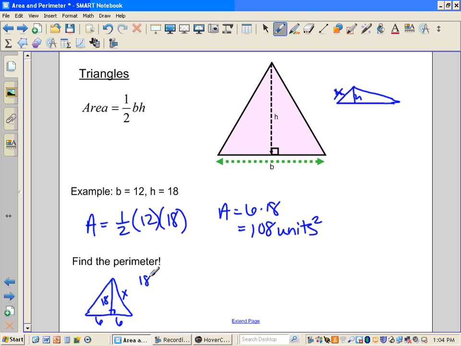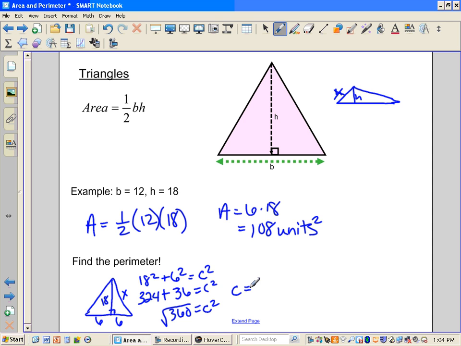So I can do 18 squared plus 6 squared is equal to, well, 18 squared is 324, plus 36, which is 6 squared, for a total of 360. This is what c squared is. So if I take the square root of that, then my c is 60, I believe.